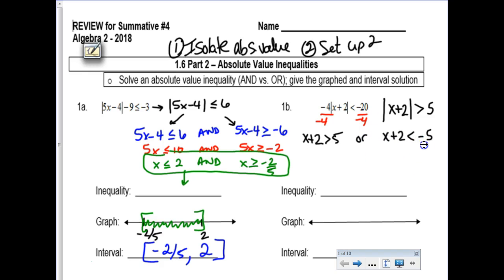So all inequality rules still apply when you're isolating, so you still have to flip your sign when you divide by a negative. And then when you go to solve this, I'm going to subtract 2, and down here I'm going to write down x is greater than 3. Make sure the word or is here.